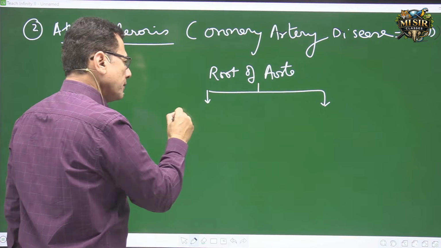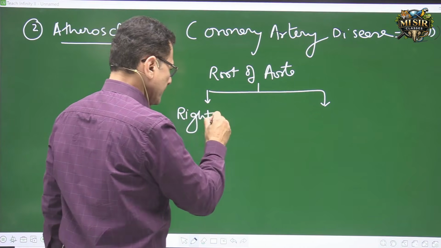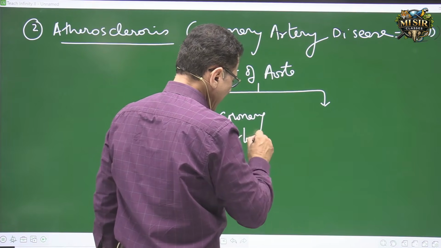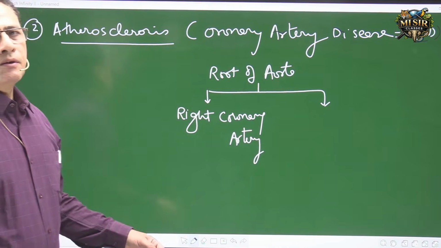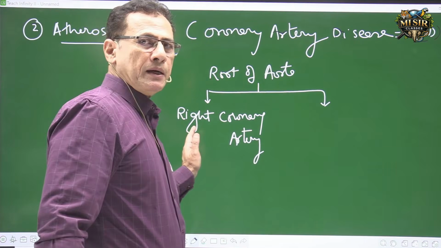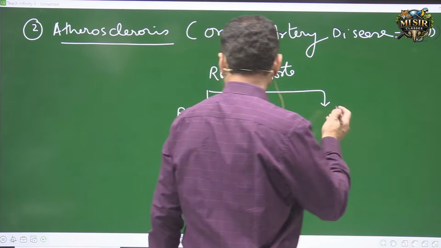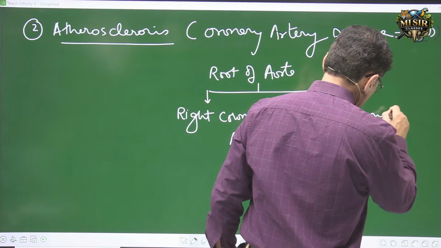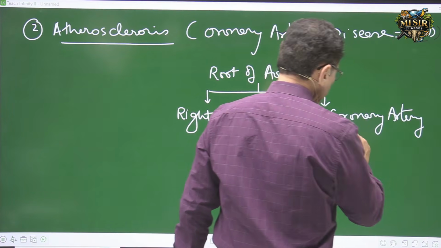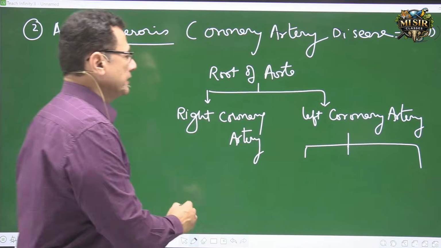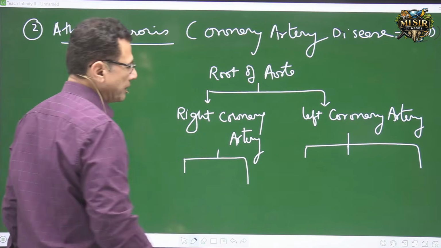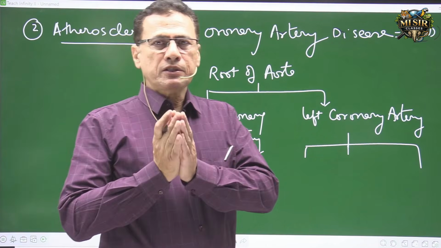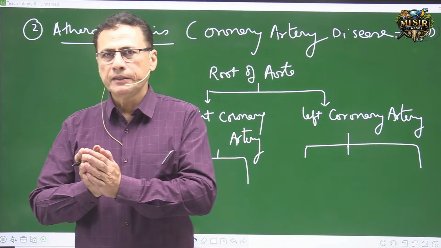One is the right coronary artery. This is the artery which carries blood to the right part or the right musculature of the heart. One is the left coronary artery. This is again divided into 3 sub-branches. This is divided into 2 sub-branches and so on. These are the cardiac muscles which pump out the blood continuously till we are alive.